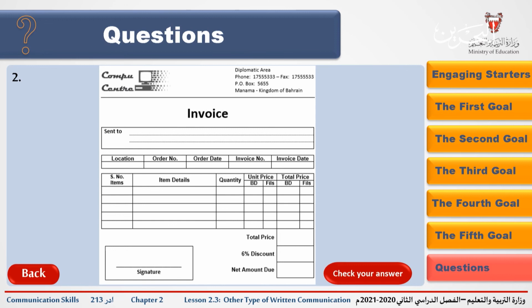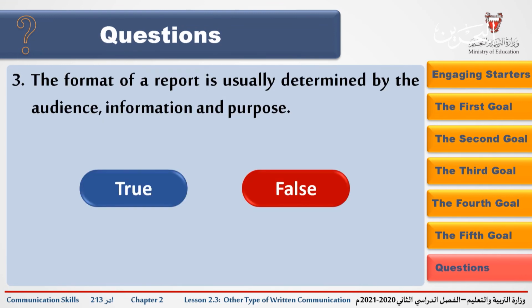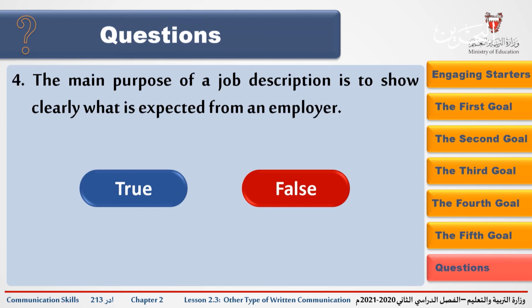Question number 5. Notices provide a cheap way of communicating the same information to a large number of people, but they may not be read or may be ignored. Choose your answer, true or false. For further practice, you can do additional activities found in your workbook, pages 39 to page 48.